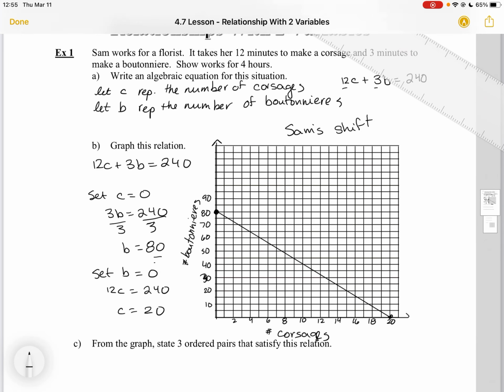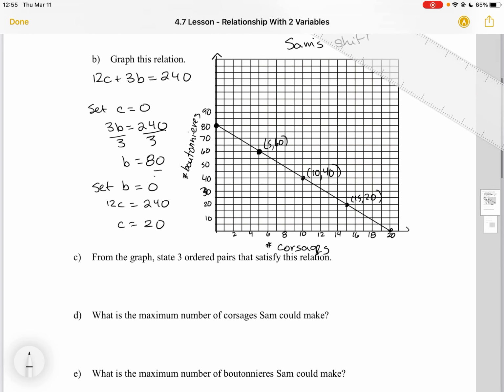So now what I want to go through is I want to choose 3 ordered pairs that satisfy this relationship. What that means is that I'm going to choose 3 points on my line. So here I've got 5, 60, 10, 40. And the last one it looks like here is I've got 15 and 20. So 3 points that the line passes through.